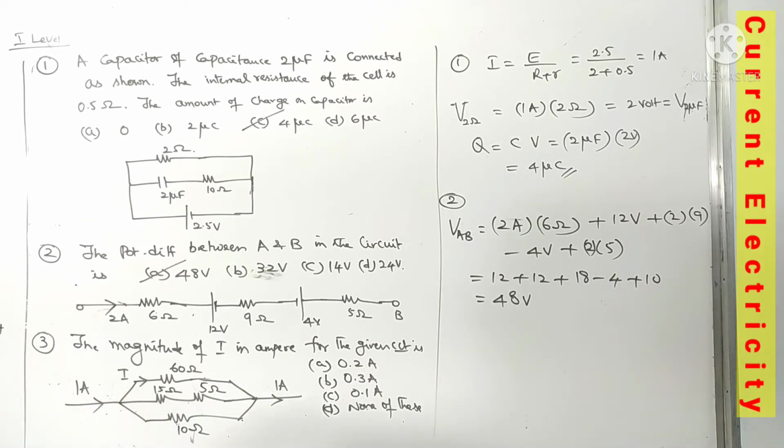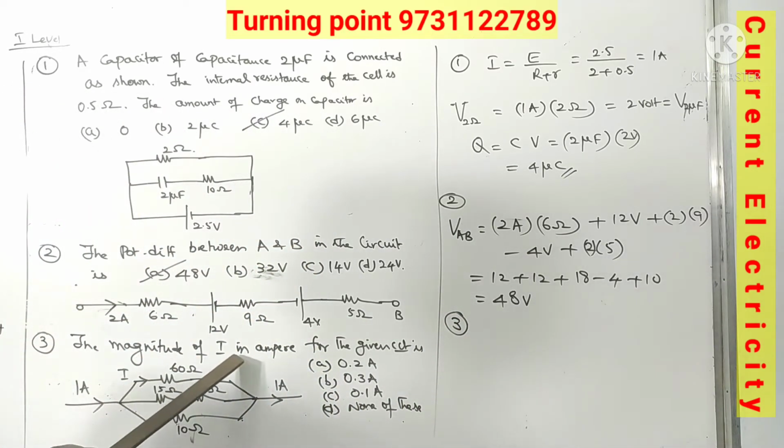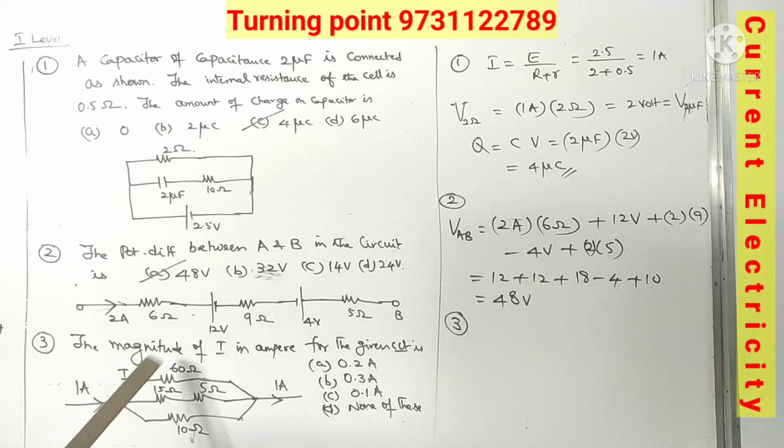Now the third one, the magnitude of I in ampere for the given circuit. We are given this circuit, 1 ampere current is reaching this node or junction. It splits into various parts.